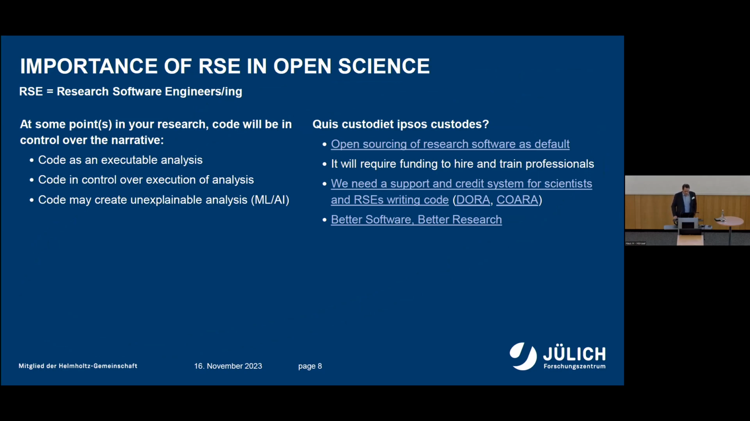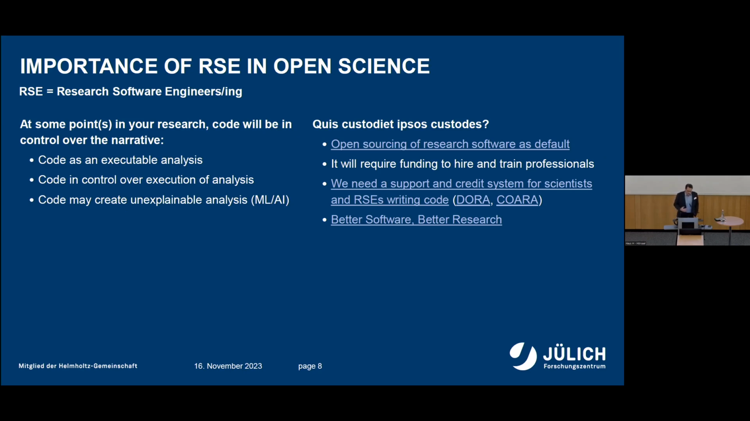The key aspect that is hidden in all of these satellites and all of the subtasks of the satellites is that at some point, the code you're writing will be in control. It is kind of a gatekeeper. It will control the narrative. It will be either an executable analysis. So that means that your code is of crucial importance to actually do the science you're doing. It might be in control over the execution of some analysis. For example, you might want to control a microscope with some written code. Or as we saw earlier with Deborah, you're in control of how your analysis is conducted.